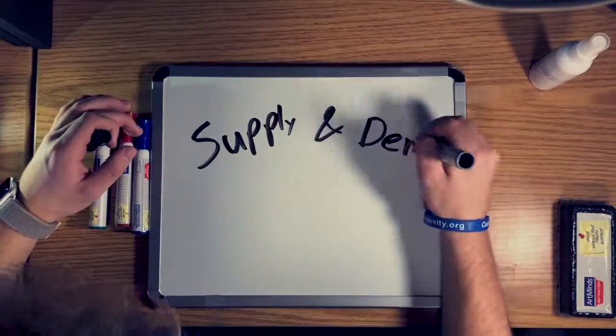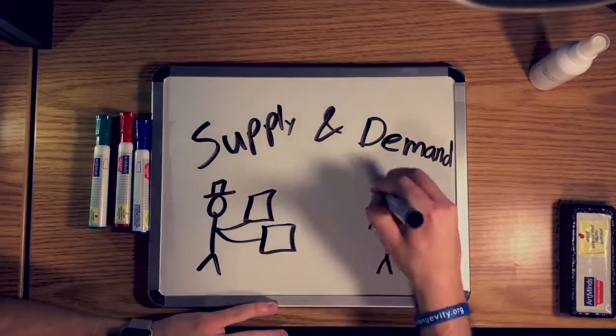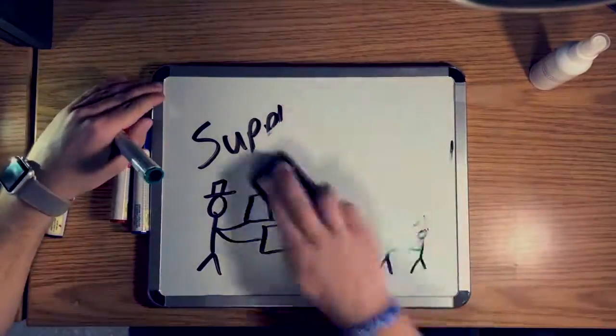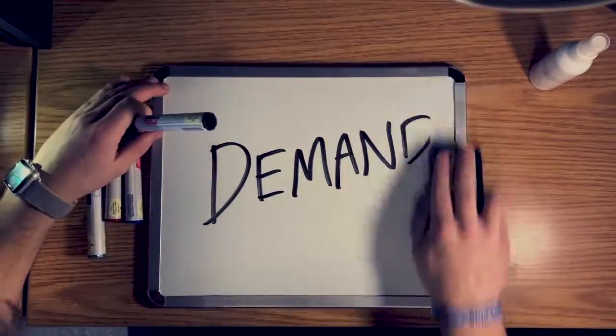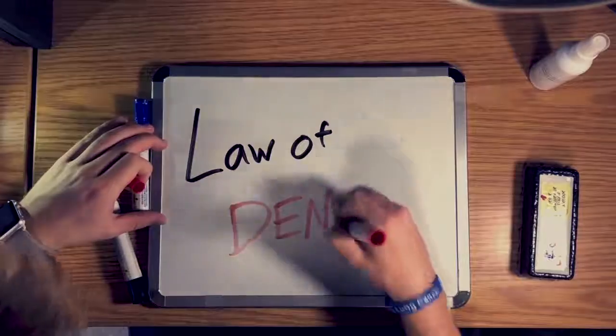Today we're going to learn about supply and demand. But first, let's talk about supply and demand. Supply is the amount available and demand is the amount sought after by consumers. Now that's out of the way, let's talk laws. The law of demand says that there is an inverse relationship between the price and the quantity demanded.